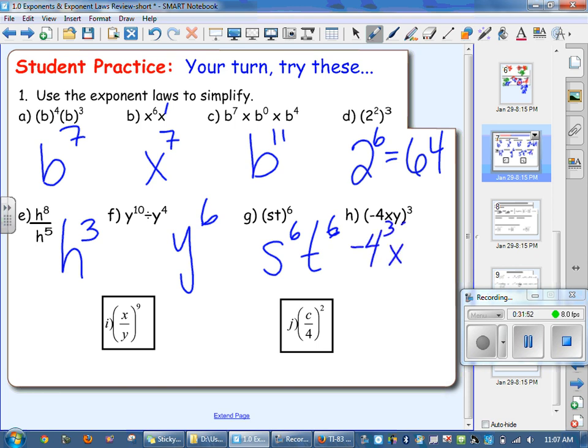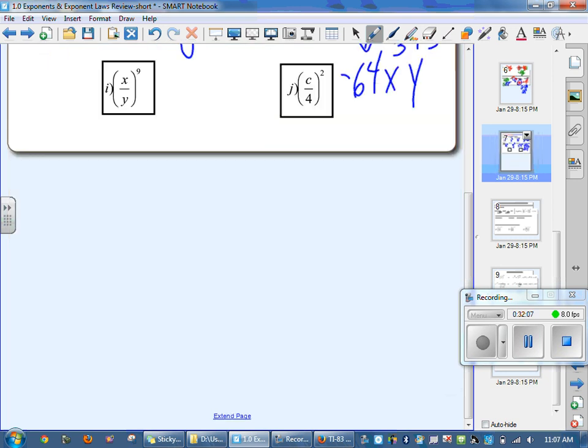Now we're going to move on to I and J in the bottom of the page. Please check your answers. Hopefully you got them right. The next one I should have x to the 9 over y to the 9. Here I should have c squared over 4 squared. Solve the bottom. I'm going to get c squared over 16.